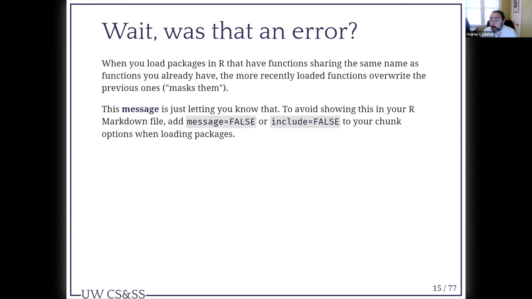If you don't want those messages to appear in your R Markdown document, you can load your packages in a chunk and put on that chunk either message equals false or include equals false, and it will suppress those messages so you don't see them in your Markdown. This is why I like to use a setup chunk at the top where I load my data and my packages, and I just set include equals false, and no one will ever know it's there. It hides everything.